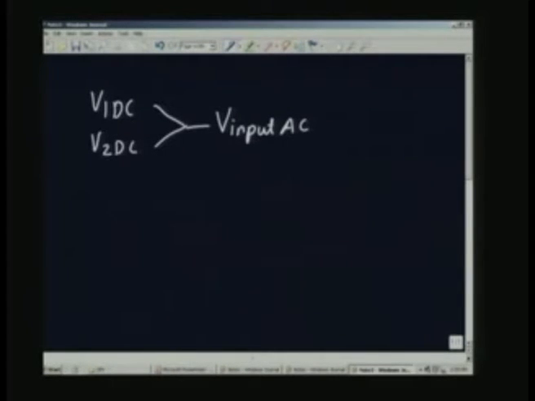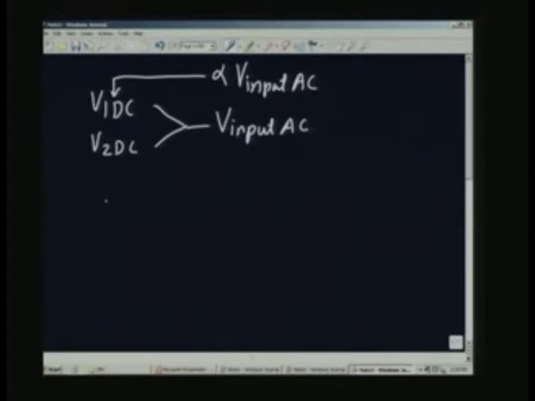The magnitude of V1 DC is proportional to V input AC. So, if AC input for some reason changes slightly, this will change, because in a transformer, if you apply a slightly larger voltage on the primary side, the voltage on the secondary side is going to follow it. It is going to increase slightly. If you decrease it, it is going to decrease slightly.